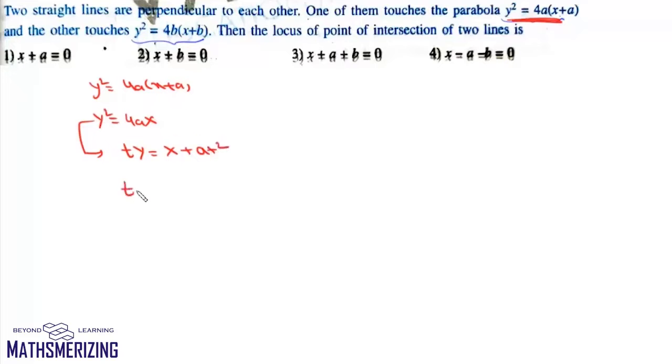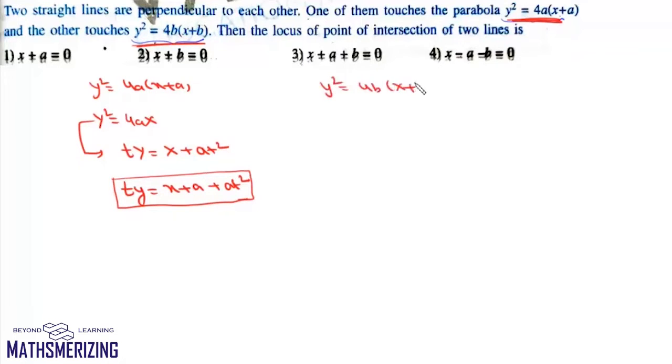Now in place of Y, we'll write y, and in place of X, we'll write x plus a. So it'll be ty equals x plus a plus a t square. So that's my first equation. Now for this second parabola, which is y square equals 4b(x plus b), this equation will be t dash y equals x plus b plus b t dash square.